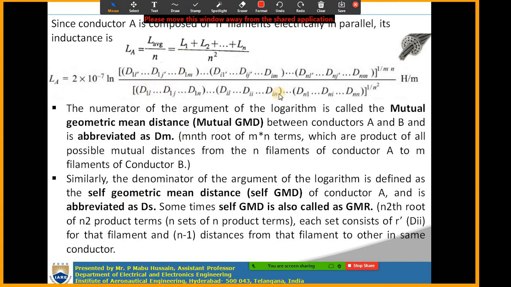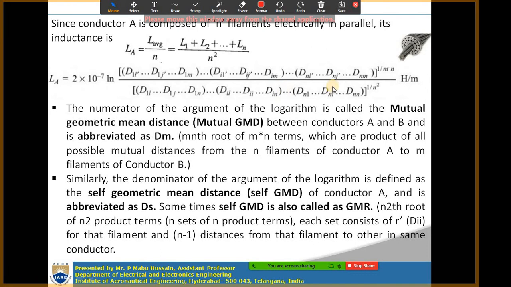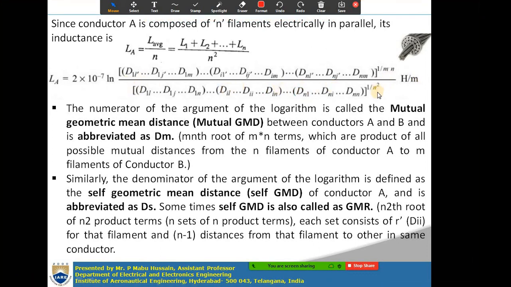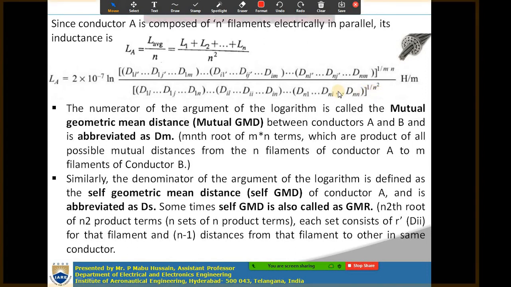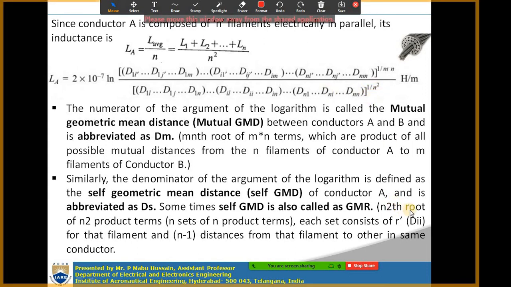So, then the denominator term is the logarithmic of... the denominator of the argument of the logarithm is defined as the self geometric mean distance. That means the total product up to here to the power of 1 by n square, right. So, here you are having n square terms. Okay. n square root of n square terms. So, right, those n square terms will be n sets of n product terms.